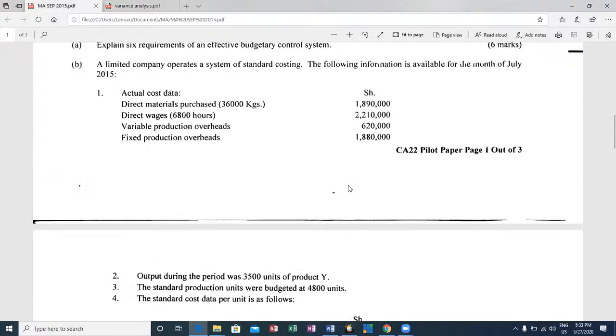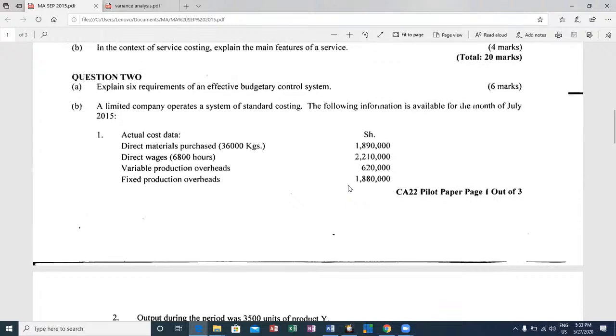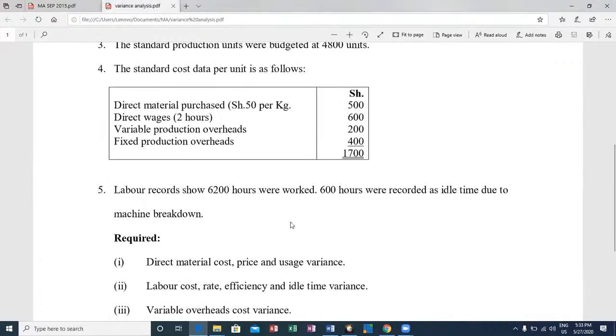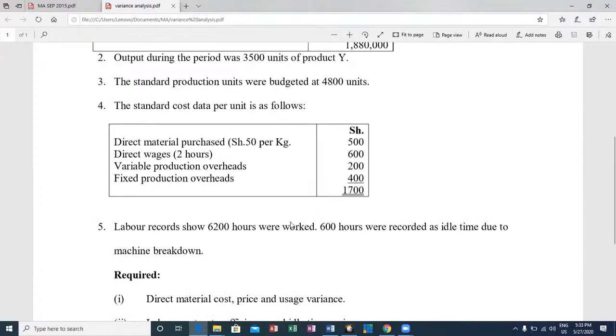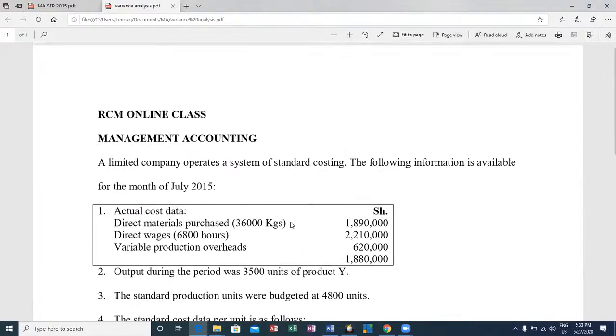But for now, I want good students to go to the questions. If you go to the questions, ladies and gentlemen, what will you be able to see? The first thing they want us to do in the requirement is to give them the direct material cost. We have the material price, and then we have the material usage variance. The first one that I'll compute between the three is the material price. So please come and give us the material price variance.